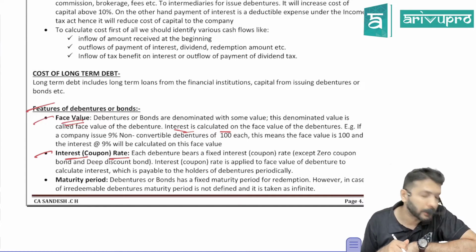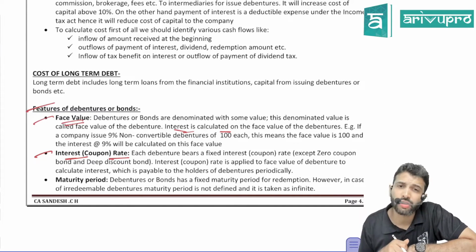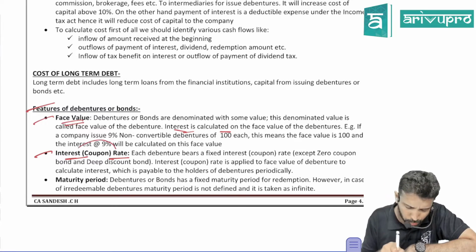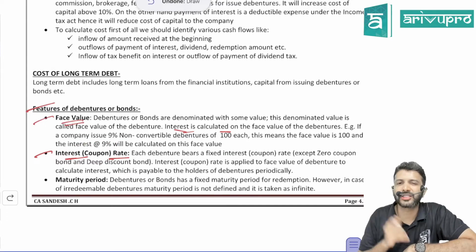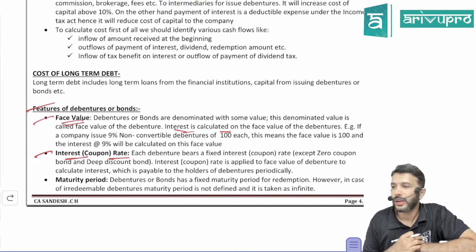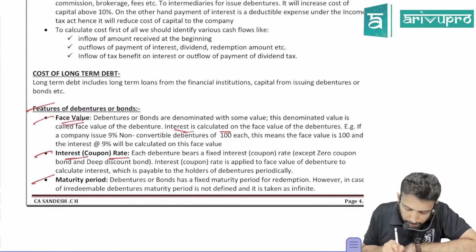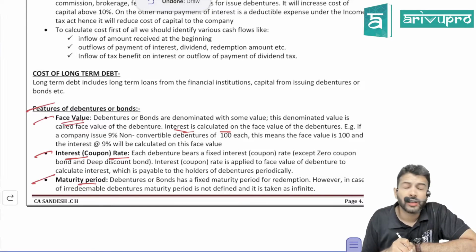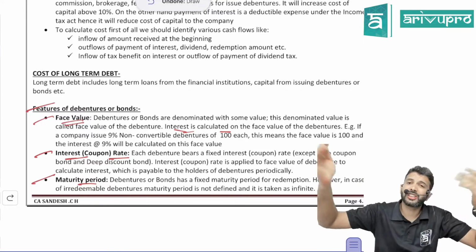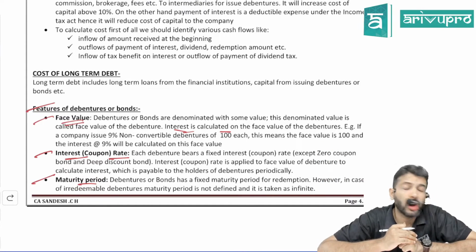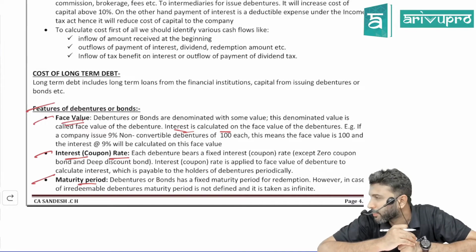Maybe monthly, maybe quarterly, maybe once in 6 months, or maybe annually, but you have to pay some interest. That is the second feature of a bond or a debenture, or for that matter, a debt. Next, maturity period. Like equity shares, will debentures or a loan last forever, or at some point of time do you need to repay?